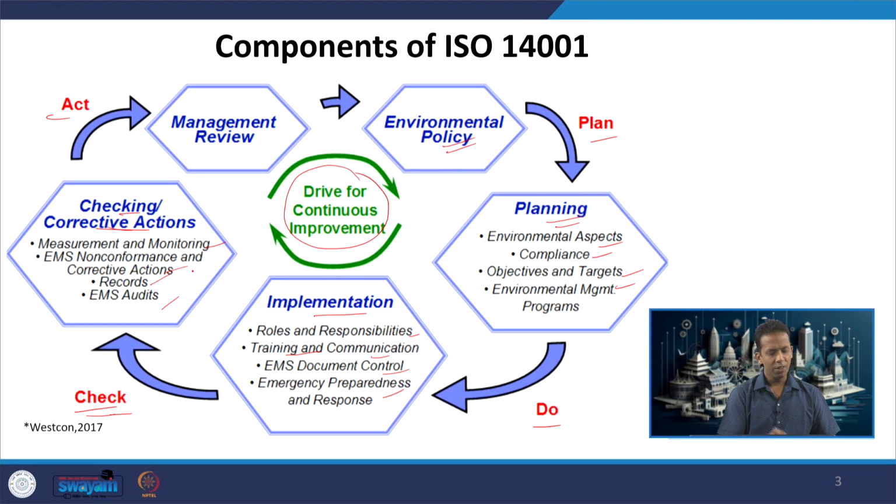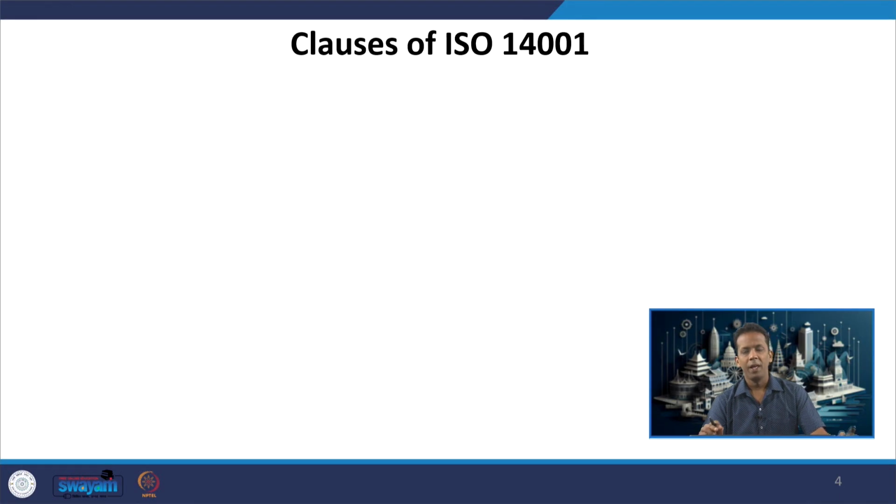Those records and the audit record are also kept in this stage, and now these corrective actions or checking would be reviewed by the management, and decisions will be taken whether the existing policy, planning and implementation framework is proper or needs some modification, and that is the drive for continuous improvement. So, these are the components of ISO 14001, and now let us come to the clauses of ISO 14001.